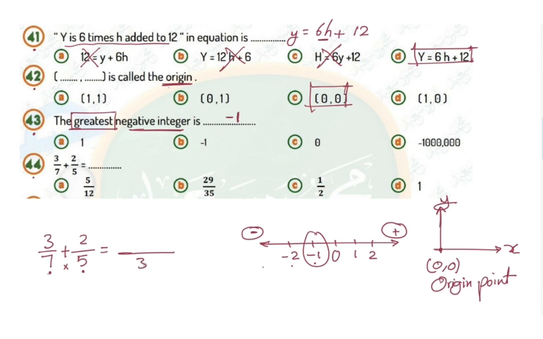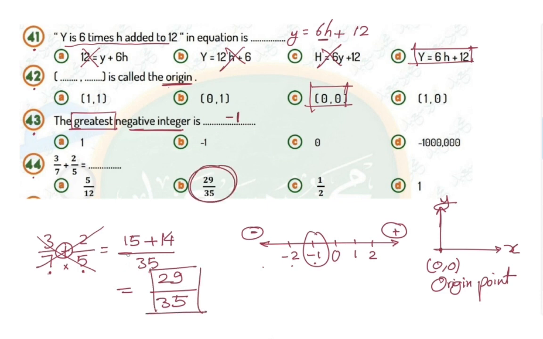7 by 5 equals 35. After that, multiply the first numerator with the second denominator: 3 by 5 equals 15. Then the same sign here, plus, 2 by 7 equals 14. Now you have what to add these numbers? 29 over 35. That's the result. Okay, so choose point C.